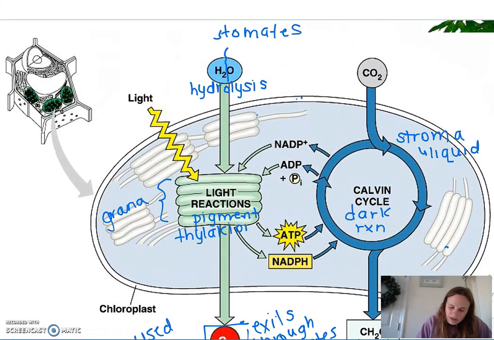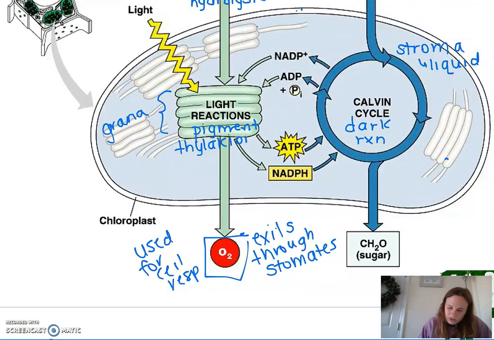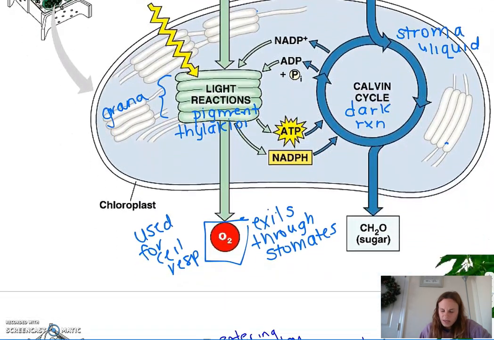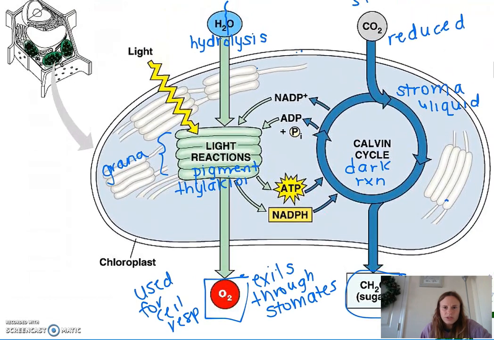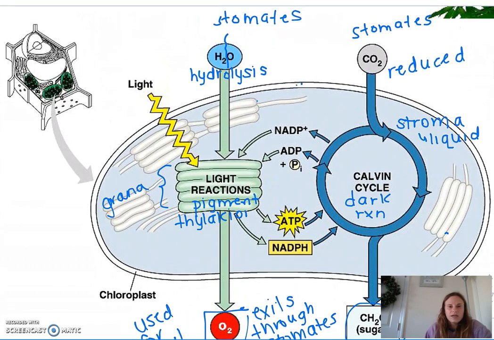All right, now let's look at that carbon dioxide. That carbon dioxide also enters from the atmosphere through the stomates, and that carbon dioxide is going to be reduced. So when that carbon dioxide gets reduced, it's going to form sugar. Some other things that you should know about this photosynthetic reaction is, let's take a look at this hydrogen, where the hydrogen ends up.